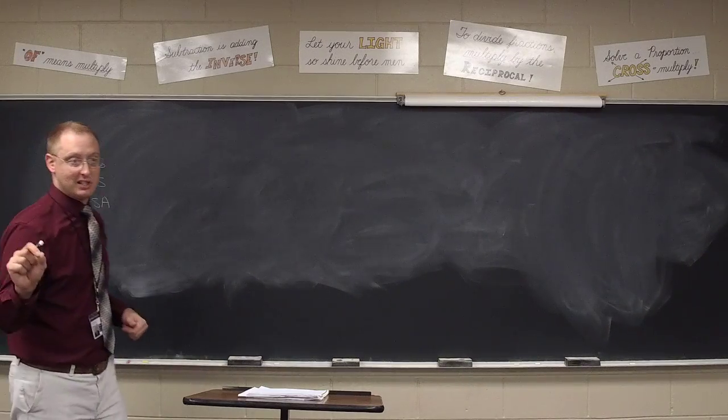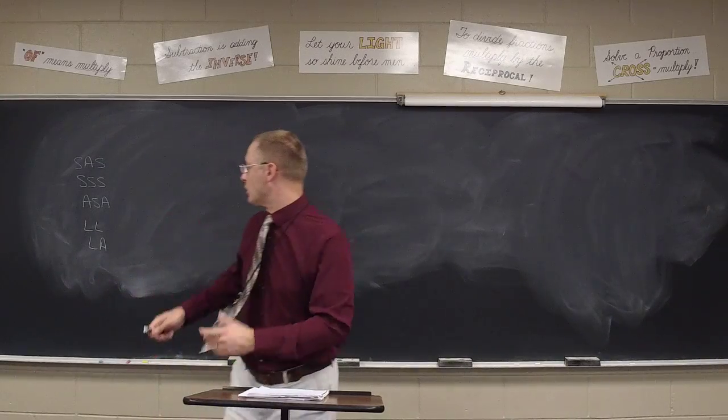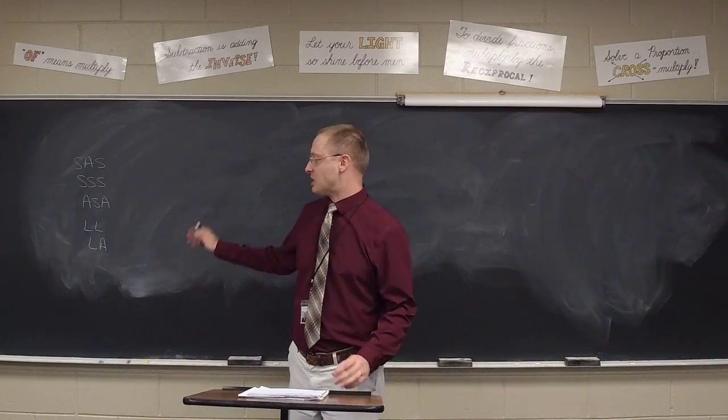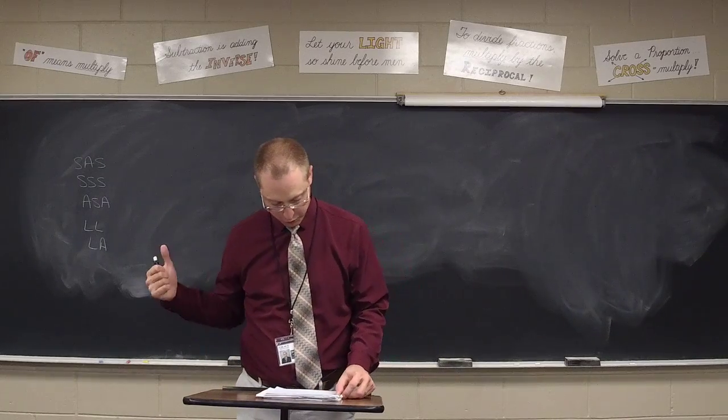So if the proof does not say this is a right triangle, or these are right triangles, could we use leg-leg or leg-angle? No, because they specifically say two right triangles are congruent. You have to prove you have right triangles before you use those.